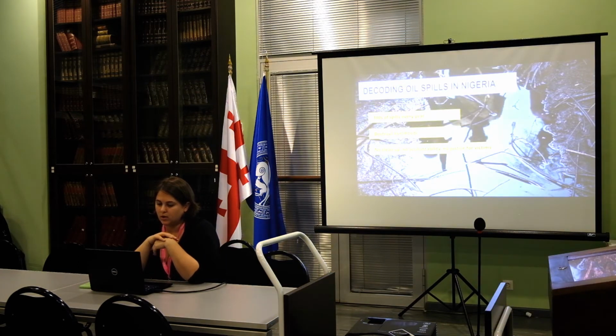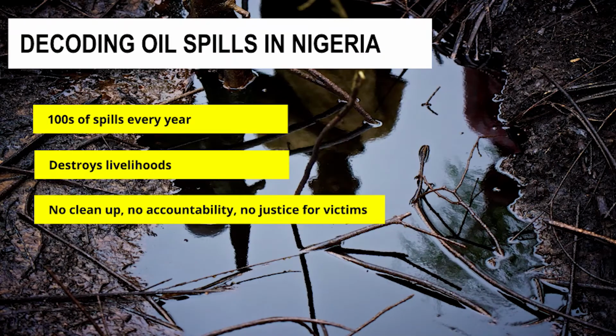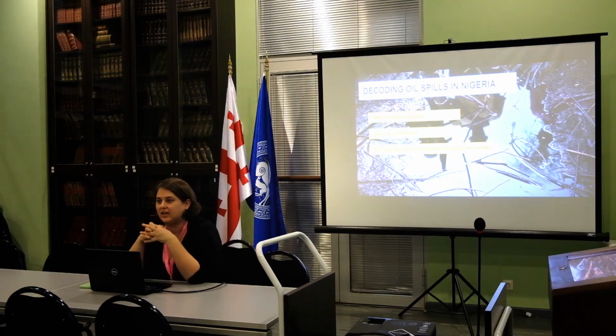So this was a project, again, very different: oil spills in Nigeria, in the Niger Delta. The Niger Delta is one of the most polluted places on Earth. It's very rich in oil, and there are a lot of corporations such as Shell, Eni, and others that have been exploiting oil from there for many years now.